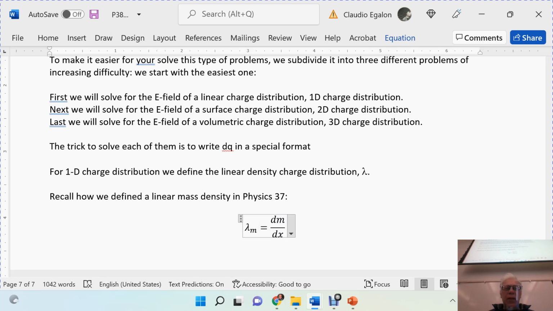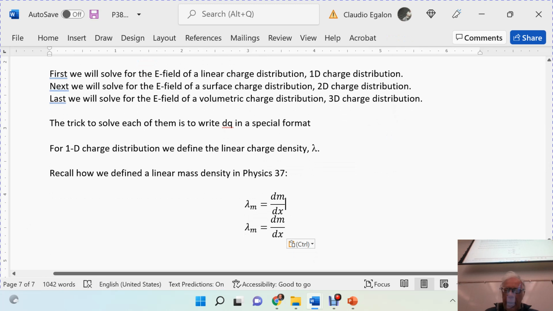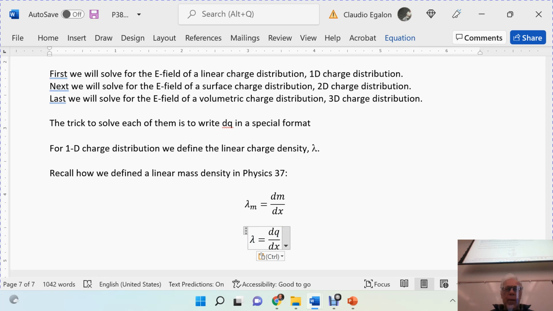I just defined linear charge density, lambda. A linear charge density lambda we define the same way, but replacing the m with the charge q. That's a really nice trick that works very well. Because it's a linear charge distribution, it's one-dimensional, and we can put the one dimension on the x-axis, right?